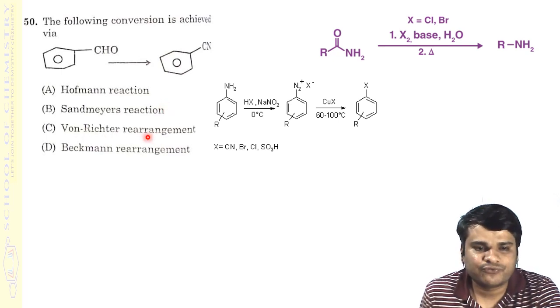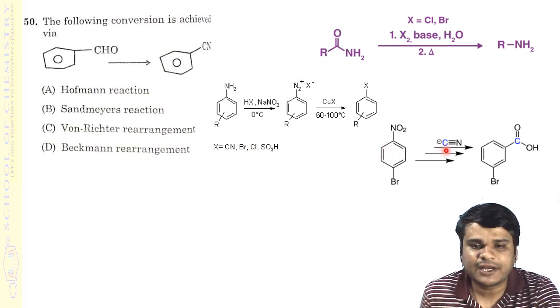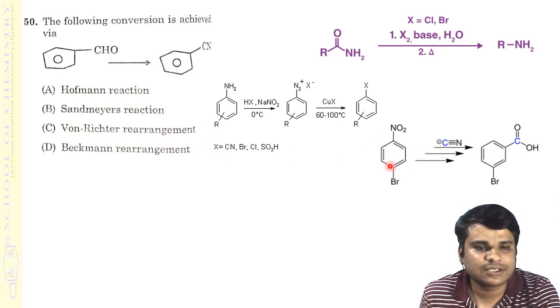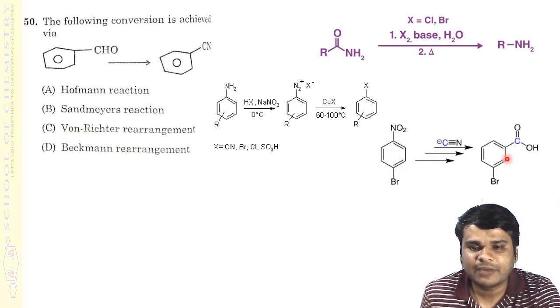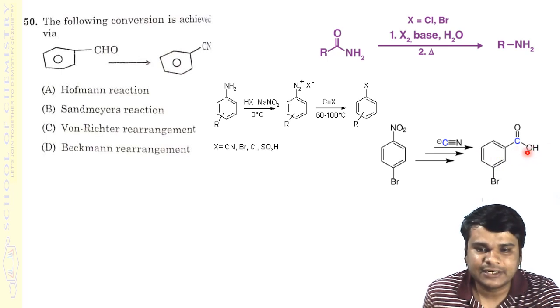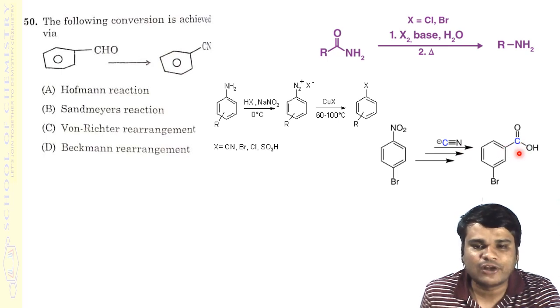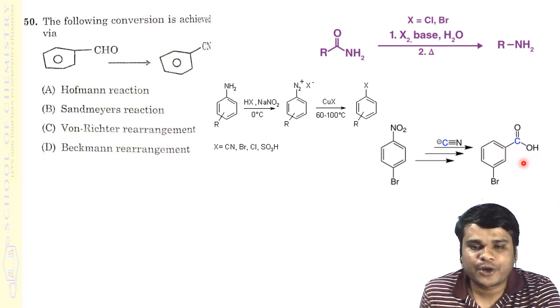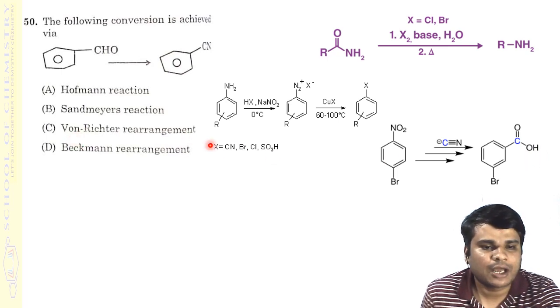The third one is the von Richter rearrangement. Here cyanide is one of the reactants, but the product of this named reaction, if you know, is from a benzene with bromo and nitro substitution, which is converted to a carboxylic acid. Though we are using a cyanide reagent, the product will not be a cyano product, it will be an acid. So even this cannot be the von Richter rearrangement.